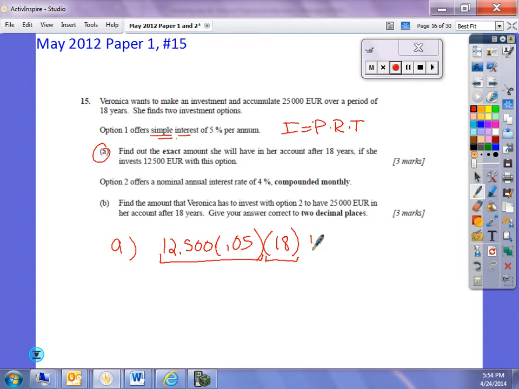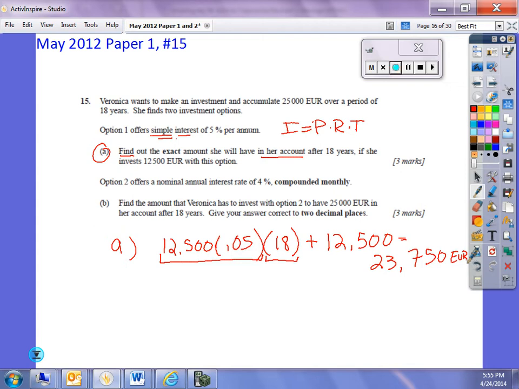So this is the amount of interest she gets every year, and you're going to multiply it by 18 years. And then you're going to take the amount of interest that she earns, and you're going to add it onto the original amount that Veronica started with, 12,500 euros. And remember that it asks you to find out the amount she'll have in her account. So she's got the 12,500 in her account, and you're going to add on the interest. So for part A, the final answer is 23,750 euros. Units, people, please use units.